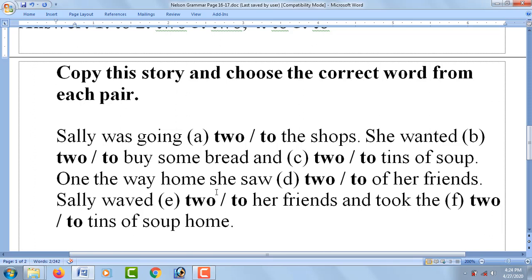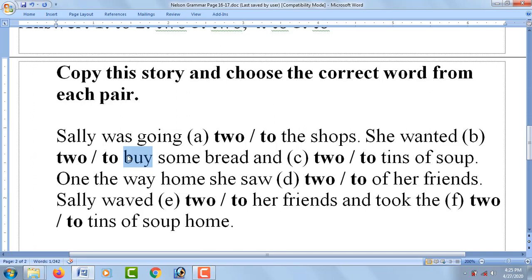In the story, there is a story here, and we have to choose TWO or TO. Sally was going to the shops. As there is a place, shops, we must use TO here. She wanted to buy. In the beginning of the lesson, I said this: we use TO to express purpose, especially as an infinitive.